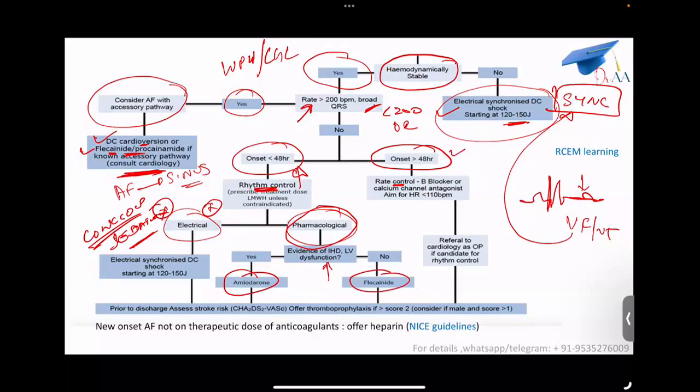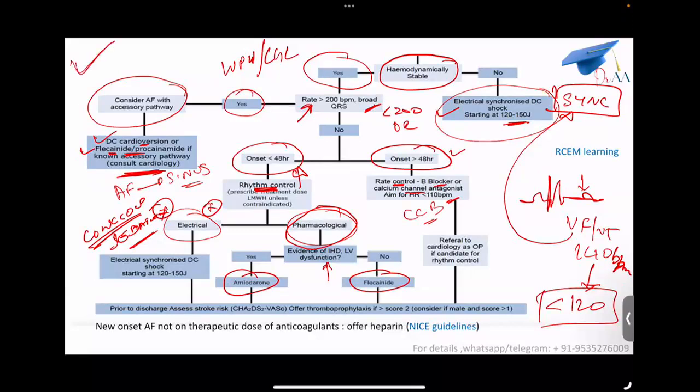If it is more than 48 hours, we are just controlling the heart rate. For example, it is 150 beats per minute, then we want to bring it down below 120. Usually the target will be below 120. We bring it down by giving beta blockers. Beta blockers are the preferred one. If there is any contraindication, we can think of calcium channel blockers. Heart rate 110, 120, around that range should be fine. Okay, so this should be the management plan.